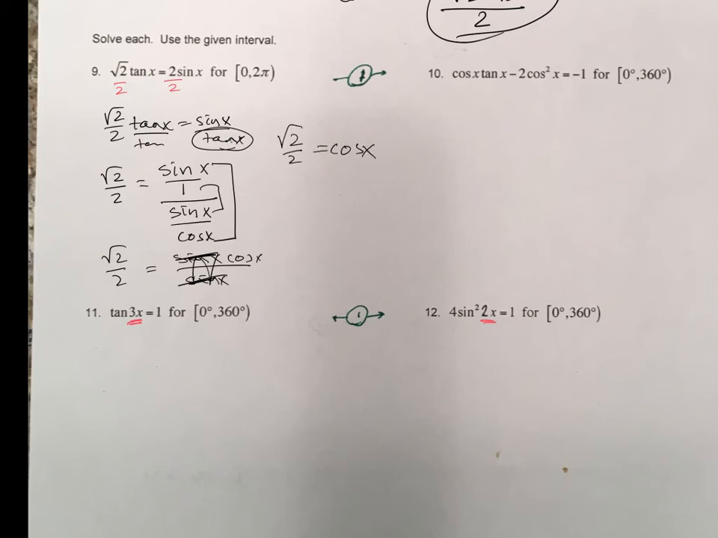So what angle, or angles, in radians, look at your interval, has a cosine of radical 2 over 2? Well, that's pi over 4. And it's in the fourth quadrant too, which is 7 pi over 4.